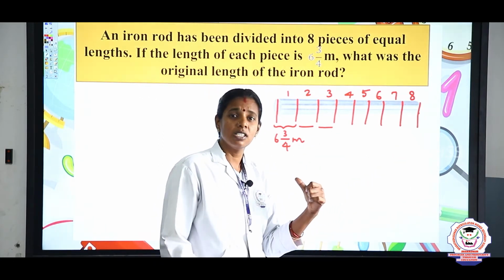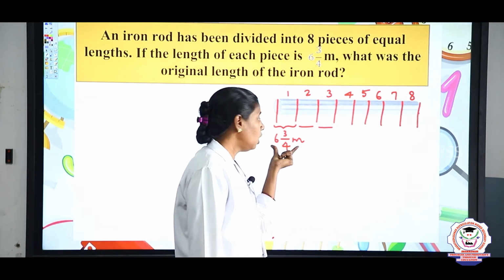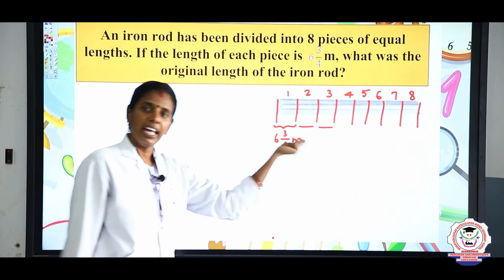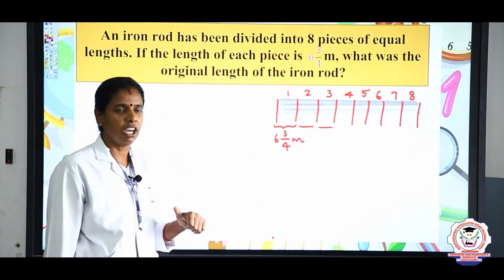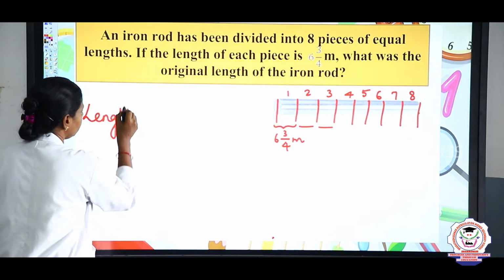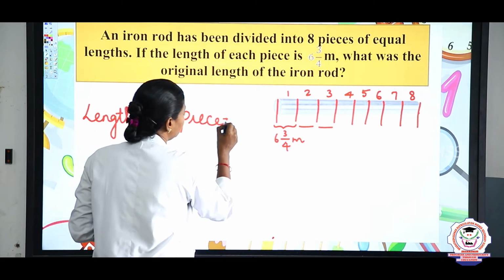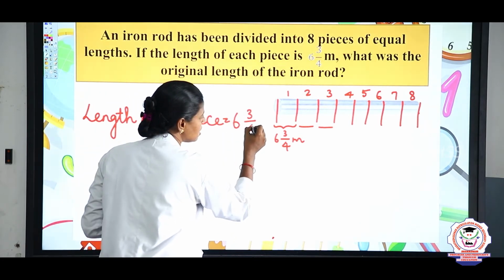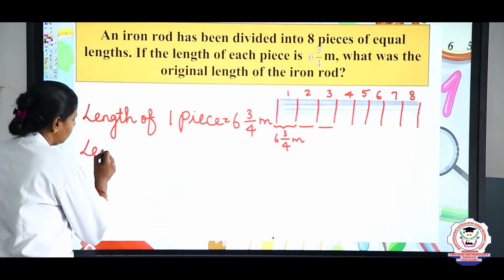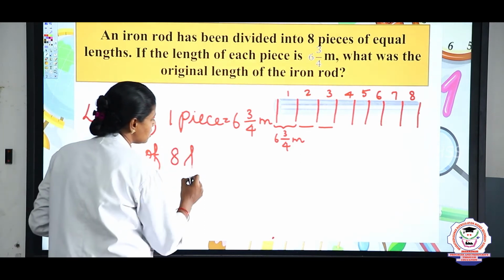So which will be easy for us? The repeated addition is called multiplication, right? So when the length of one rod is given, we can find the length of 8 rods, that is 8 equal pieces. Okay, so first we are going to write length of one piece. Length of one piece is 3 by 4 meter, and we are going to find the length of 8 pieces.